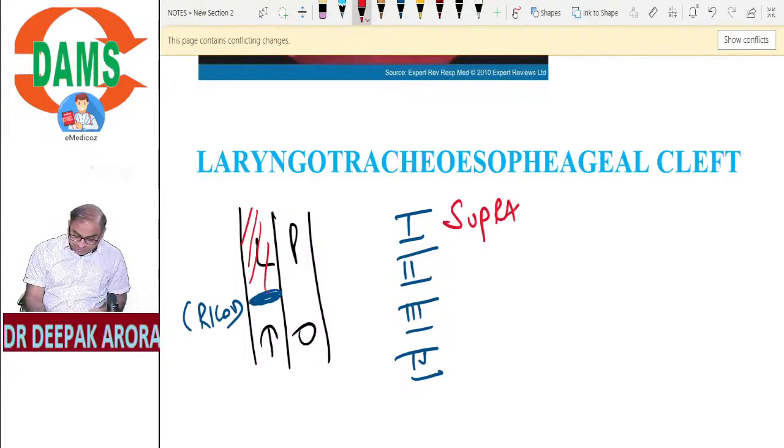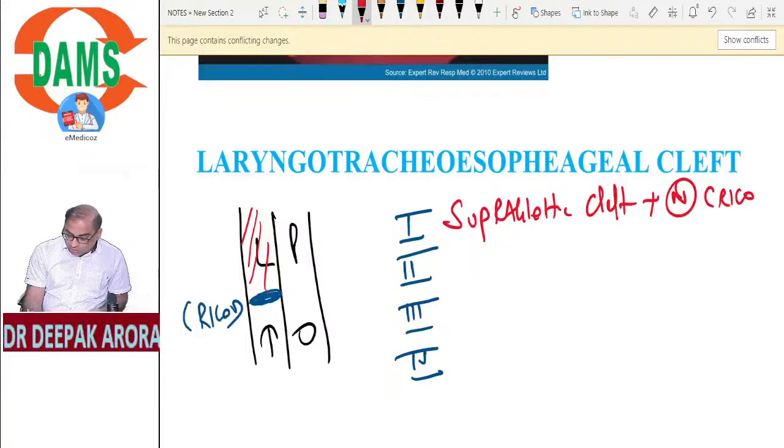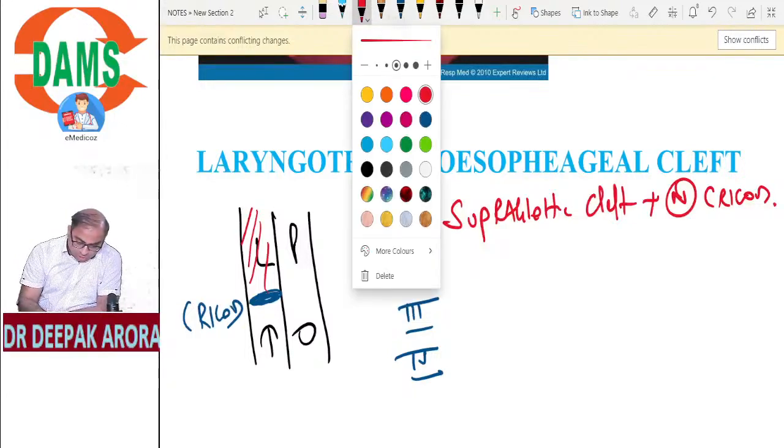Supraglottic cleft. Supraglottic cleft with normal cricoid. Always remember, cricoid is normal. But we will revise in the class only. The best part of concise notes, you get ample time to revise. Type 1 is supraglottic cleft with normal cricoid.